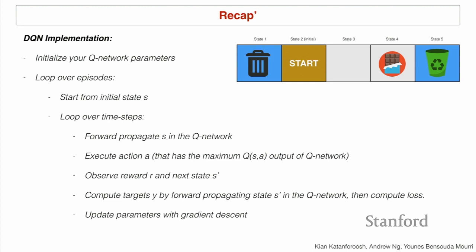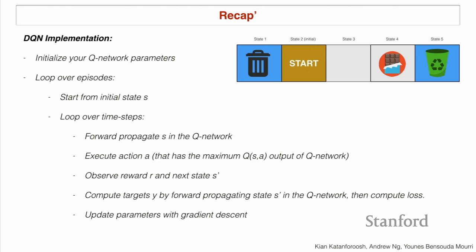Once you're looping over episodes, start from an initial state S. In our case, it's only one initial state, which is state 2, and loop over time steps. Forward propagate S, state 2, in the Q network, execute action A, which has the maximum Q score, and observe an immediate reward R and the next state S prime. Compute target Y, and to compute Y, we know that we need to take S prime and forward propagate it in the network again, and then compute the loss function and update the parameters with gradient descent.